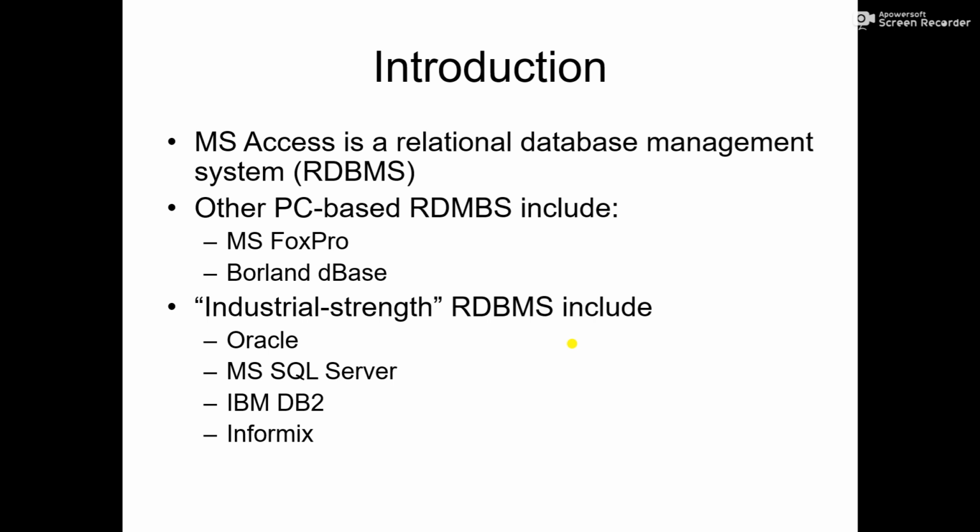Why is MS Access a relational database management system? Because in Microsoft Access, all the data and all the tables are interconnected to each other. So it is called a relational database management system. And in Microsoft Access, if you change any table or any data in the main view or design view, it is automatically updated in the datasheet view. So this is the advantage of Microsoft Access.